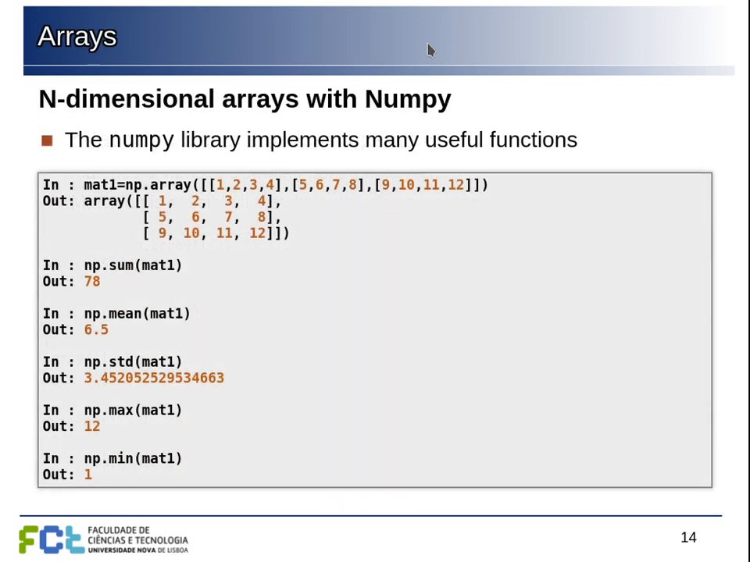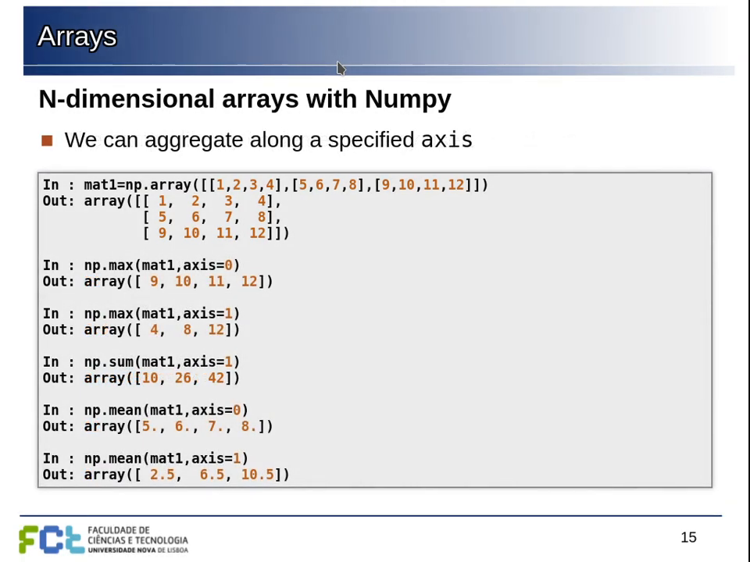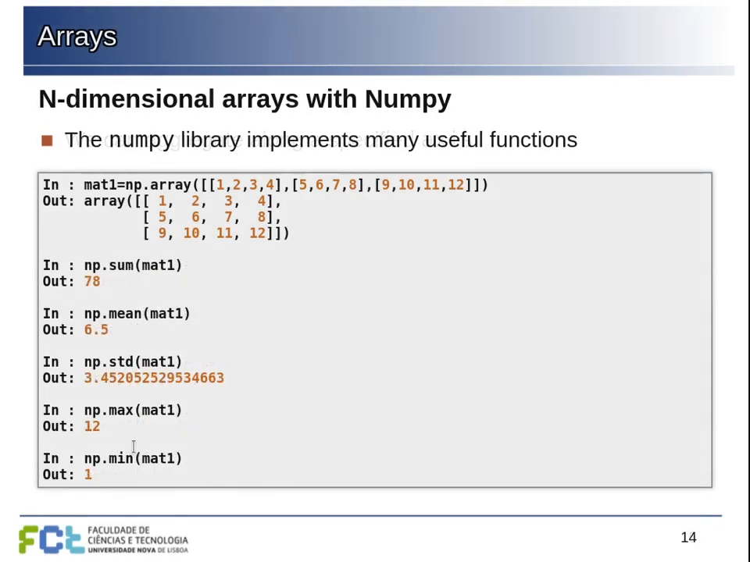Another useful thing is the way these aggregations are implemented in these objects. So NumPy has these functions, sum, mean, standard deviation, max, and so on, that we can apply to these objects and get the results, the mean of all the values in the matrix, which is even more useful if we specify an axis. So if we do, for example, the sum of the matrix, it sums all the elements in the matrix. The mean is the mean for all the elements.